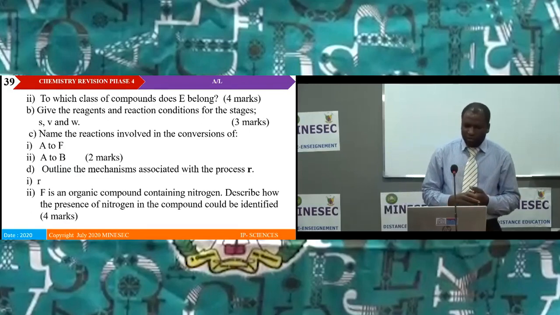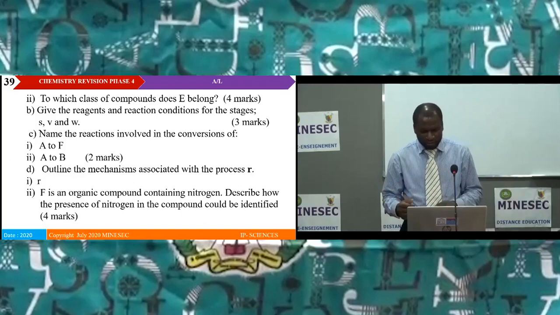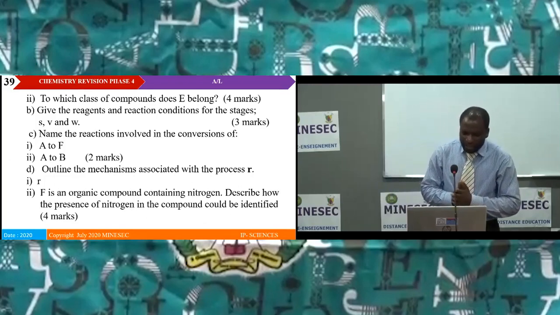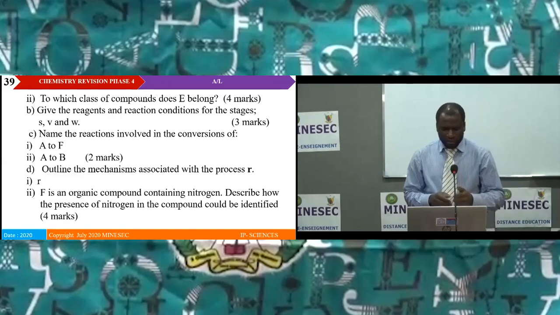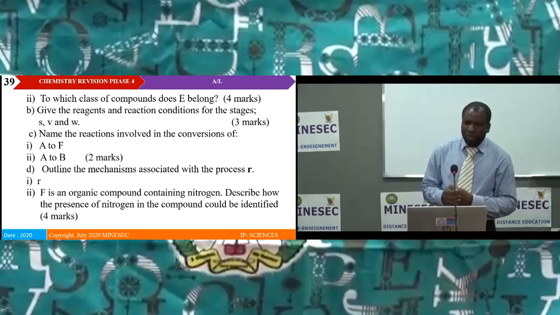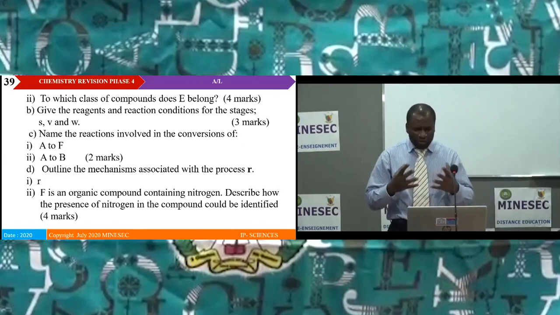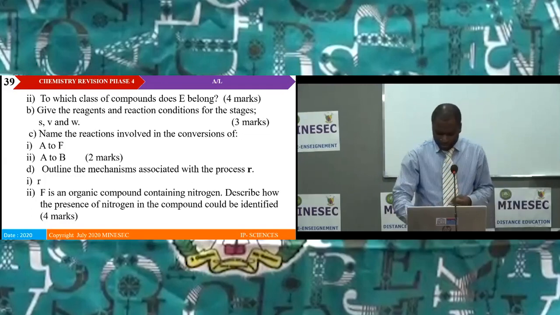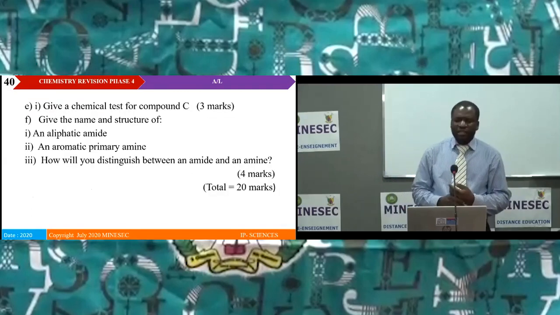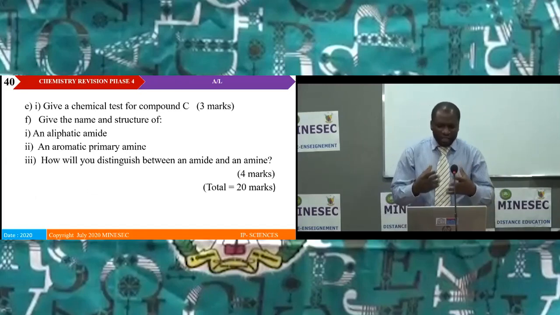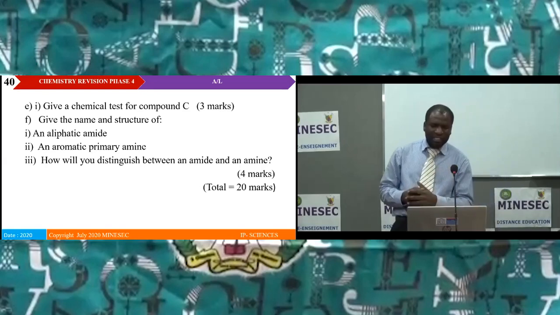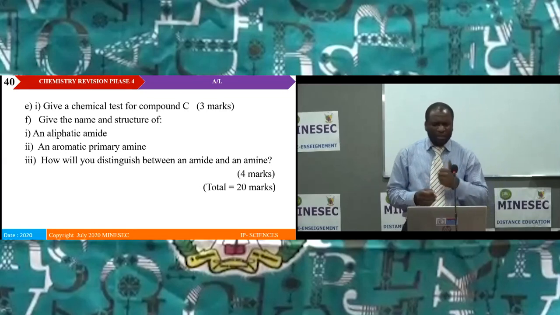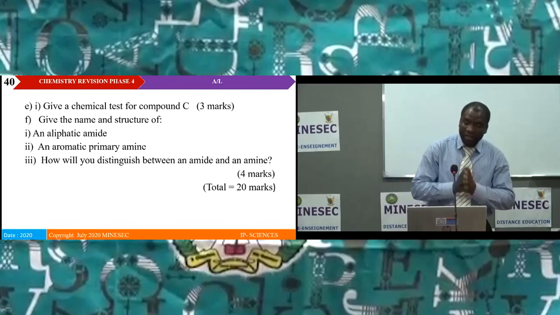C, name the reactions involved in the conversions of A to F and A to B. D, outline the mechanism associated with the process R. That's Roman 1. Roman 2, F is an organic compound containing nitrogen. Describe how the presence of nitrogen in the compound could be identified. E, give a chemical test for compound C. F, give the name and structure of an aliphatic amide, B, an aromatic primary amine. That's Roman 1, an aliphatic amide. Roman 2, an aromatic primary amine. And Roman 3, how will you distinguish between an amide and an amine?